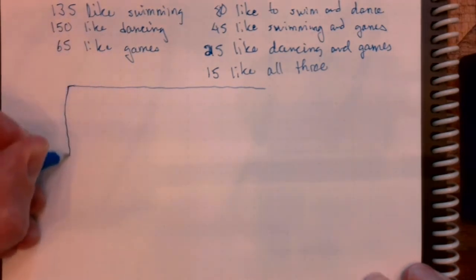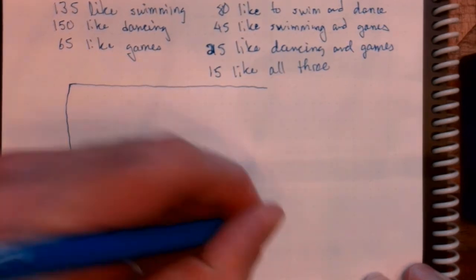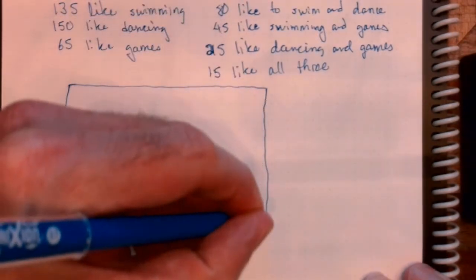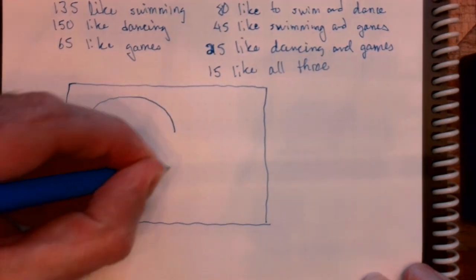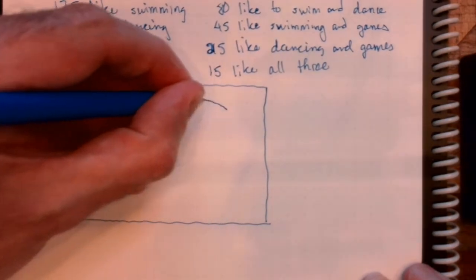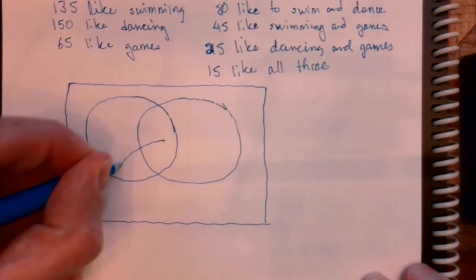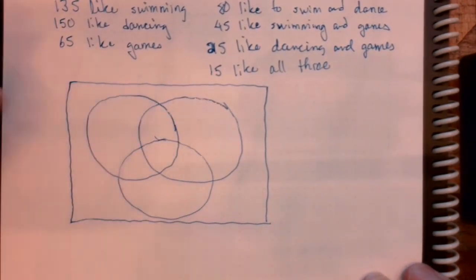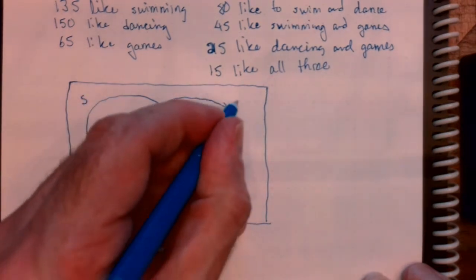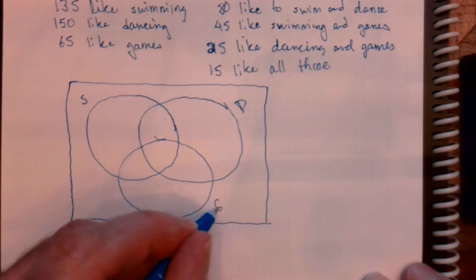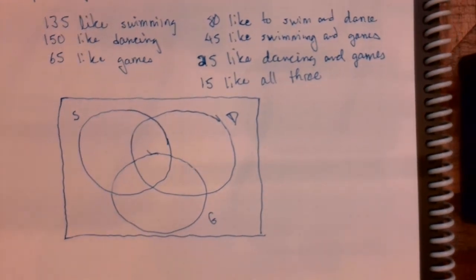When you're doing a problem like this, you want to make sure you give yourself lots of room. Make your circles big, but also make the overlap pretty big as well. You don't want tiny little overlaps because we're going to have to write numbers in these different regions. I'm going to label the sets: S for swimming, D for dancing, and G for games.